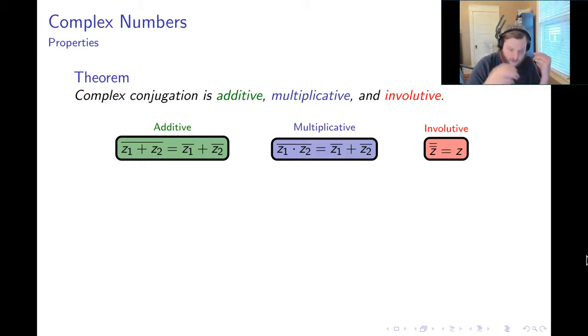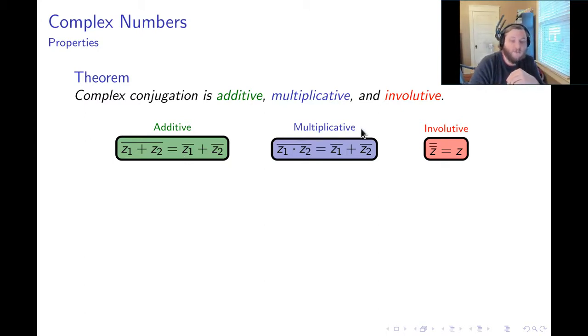There are three important properties that we're stating here for conjugation. Conjugation is additive, which means if we add two complex numbers together and then conjugate, that is always the same thing as individually conjugating the two complex numbers and then adding them together.